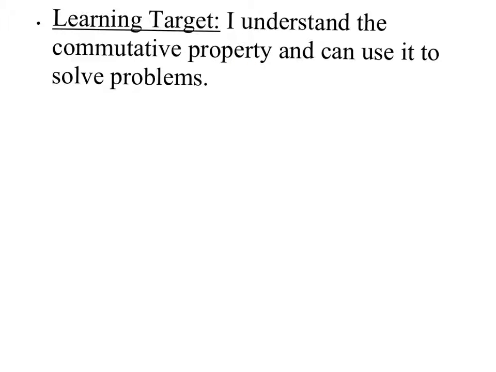First lesson, the learning target is to understand the commutative property and to use it to solve problems. So what that looks like is this. There are examples in the BlendSpace website of what the commutative property is, but the commutative property means that you can take 3 times 8 and you get the same answer as 8 times 3. Both of those equal 24.